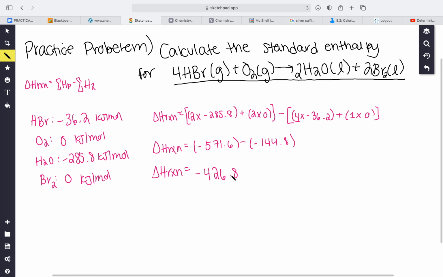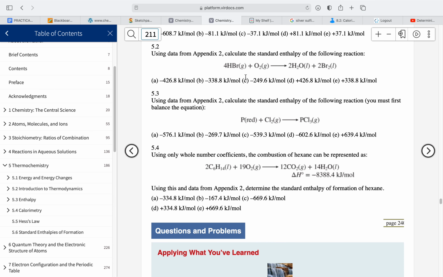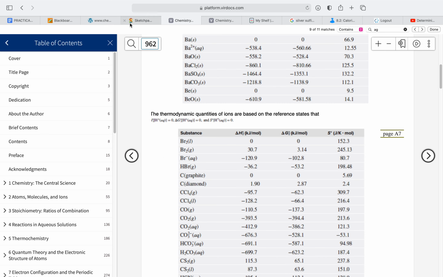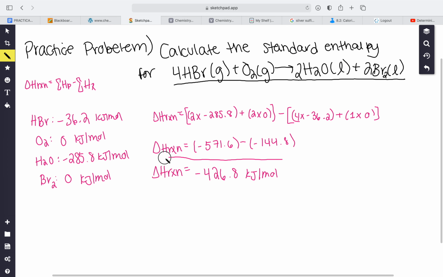And we get negative 426.8. They don't give us sig figs, so I'm just going to put it as that. Professor Sherlock will probably either tell us or give us sig figs to use. So that would be our answer, in kilojoules per mole. I don't know where I got this problem, but let me see if I can find it. Okay, yeah, the answer would be A then. Cool, so there's our answer, and that is the end of the video. As always, reach out with any questions, and thank you all for watching.